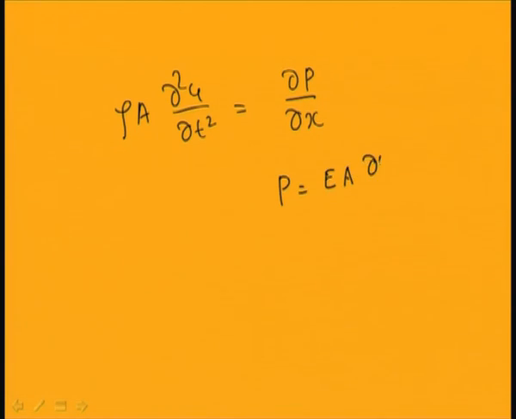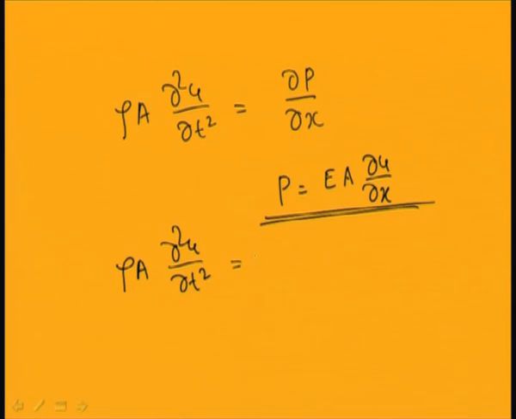We have found P equal to E A del u by del x, where E is the Young's modulus, A is the area of cross section, and del u by del x is the strain, where u is the displacement at a distance x. This is the longitudinal vibration of the rod we are finding. Substituting P equal to E A del u by del x, I can write rho A del square u by del t square equal to del by del x of E A del u by del x.